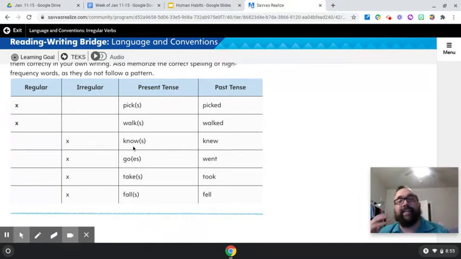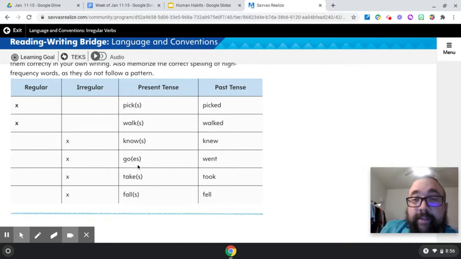So first, let's look at the words here. For present tense, we have know, and you add an S for knows. He knows something. The past tense is knew. He knew something. If you're meaning he knew, like he thought, add a K at the beginning. So it's K-N-E-W. Don't say it like that. It's just new.